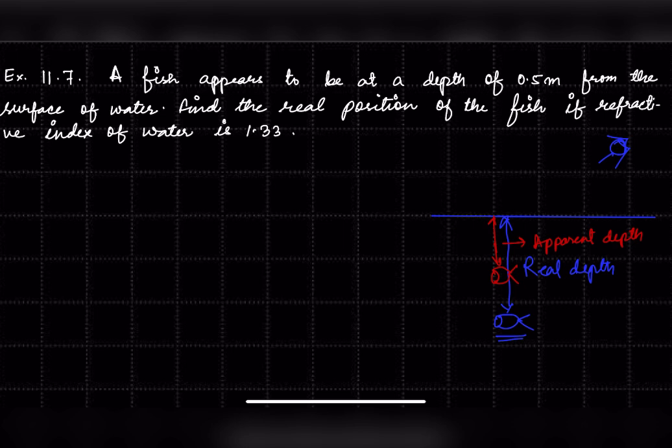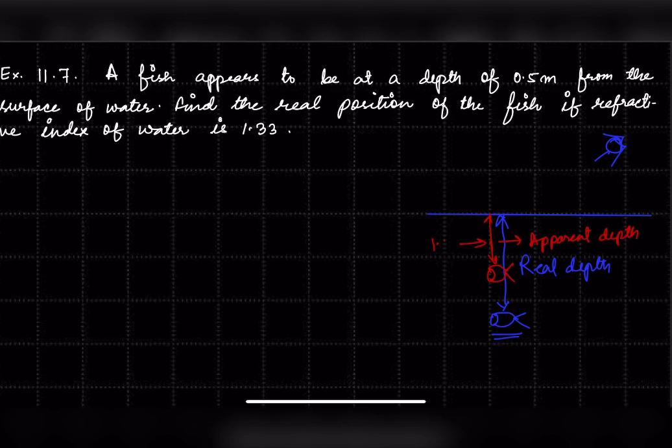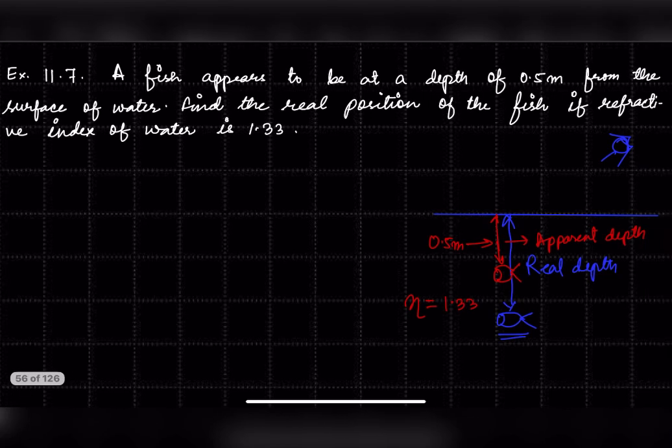Now the question is telling that this apparent depth is 1.5 meter. No, 0.5 meter. This is 0.5 meter. And the refractive index of water is 1.33. We need to find out the real depth.